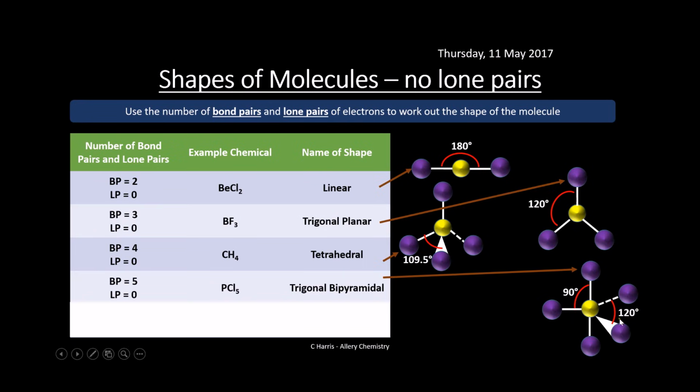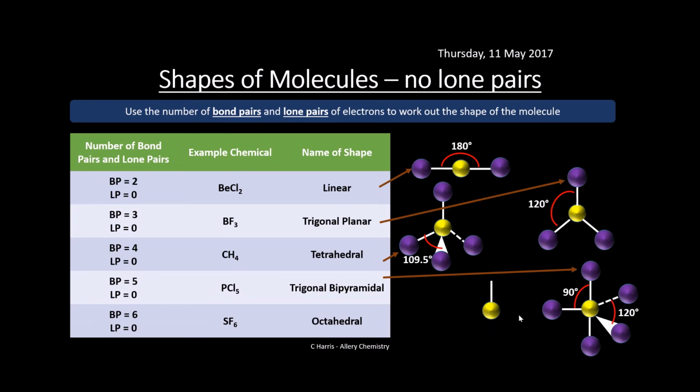Obviously, this is 120. Reason why we call it trigonal bipyramidal is because we've got the trigonal bit in the middle. And if I draw a line from this atom to this atom, and this atom to this atom, and that atom to that atom, we form a triangle, a pyramid shape on the top. If we do the same on the bottom, we get another pyramid. That's why we call it bipyramidal.